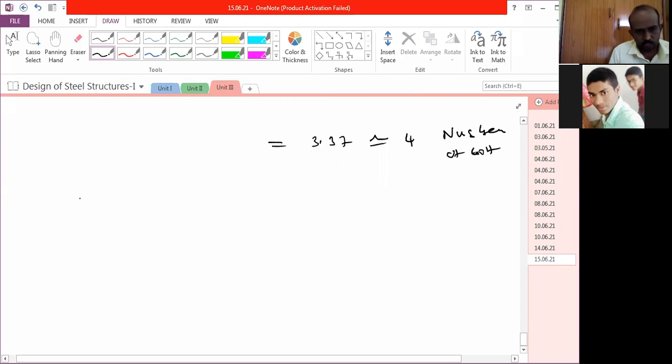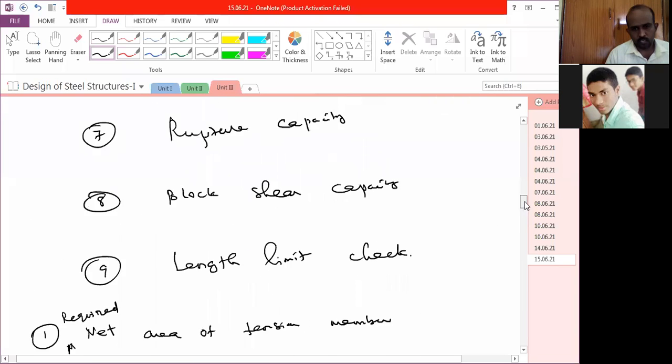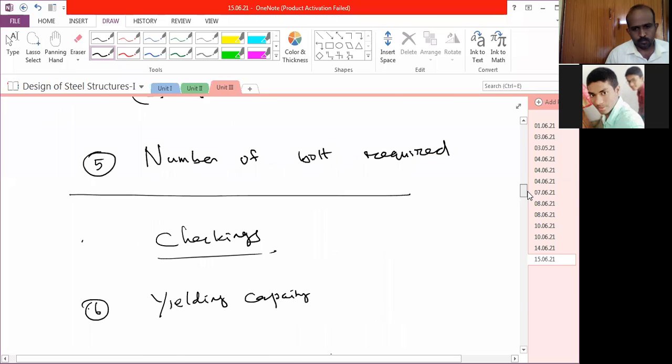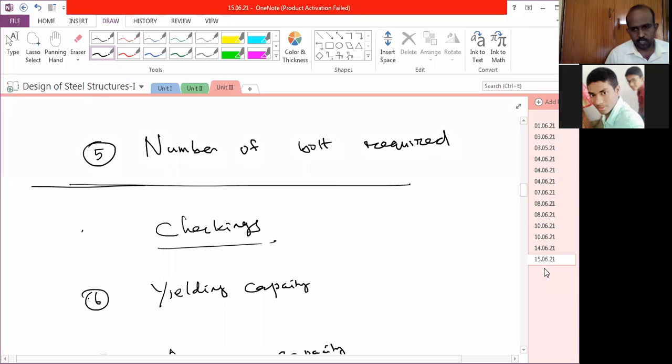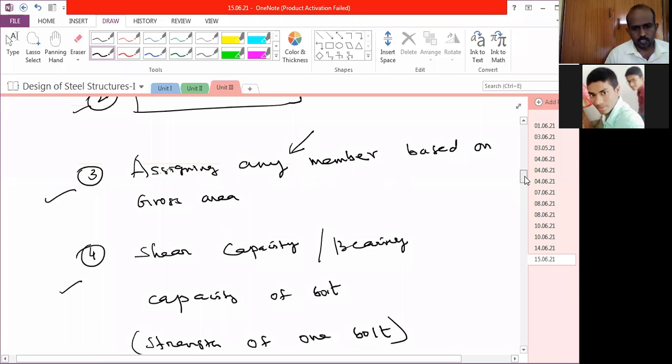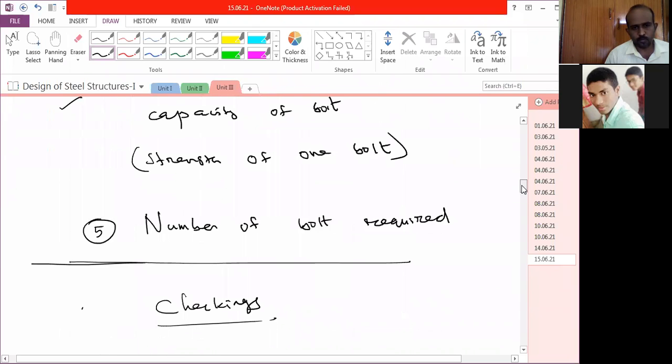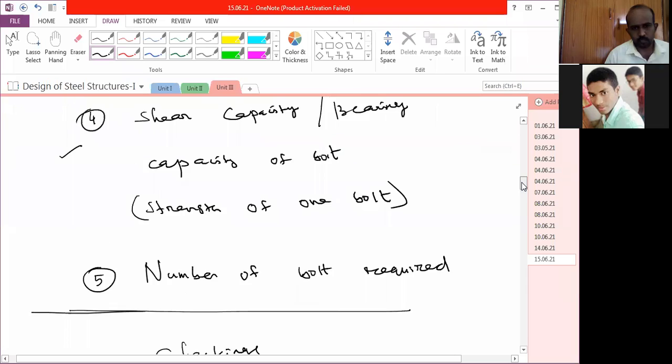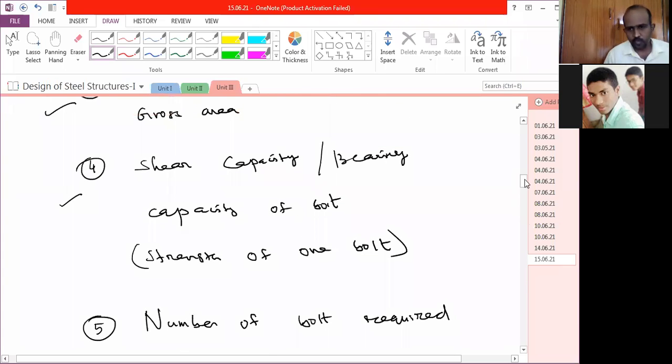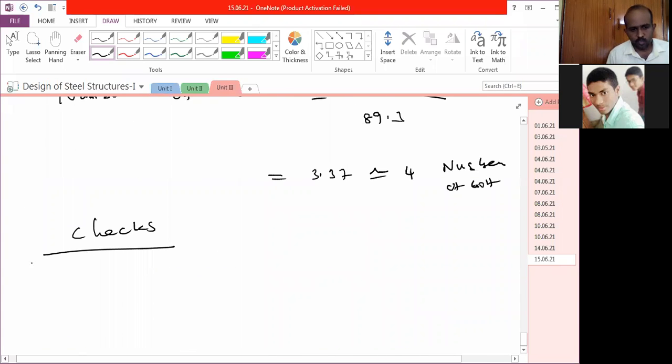So only a few steps are remaining, that is checks. Okay, all things we have completed. So we have calculated the gross area. Based on the gross area, we assigned one number. Based on the capacity of one bolt, we calculated the number of bolts required. So another, yielding capacity, first one, yielding capacity. So easily we can calculate. Please calculate and tell me.